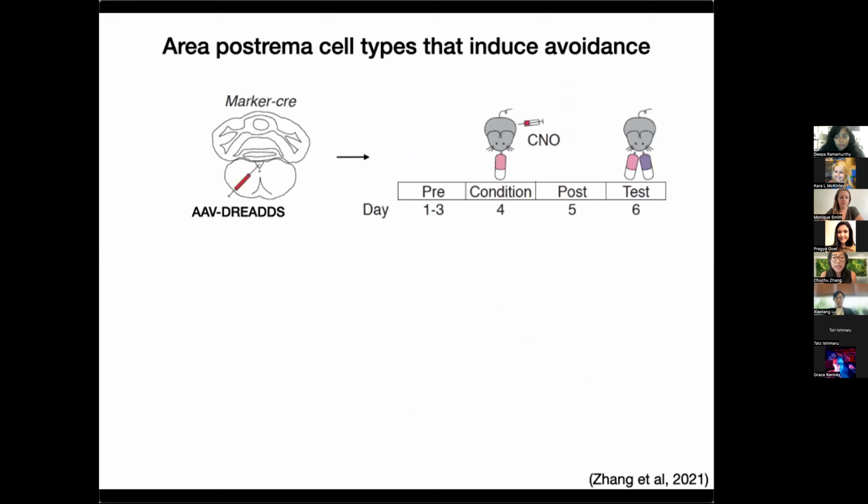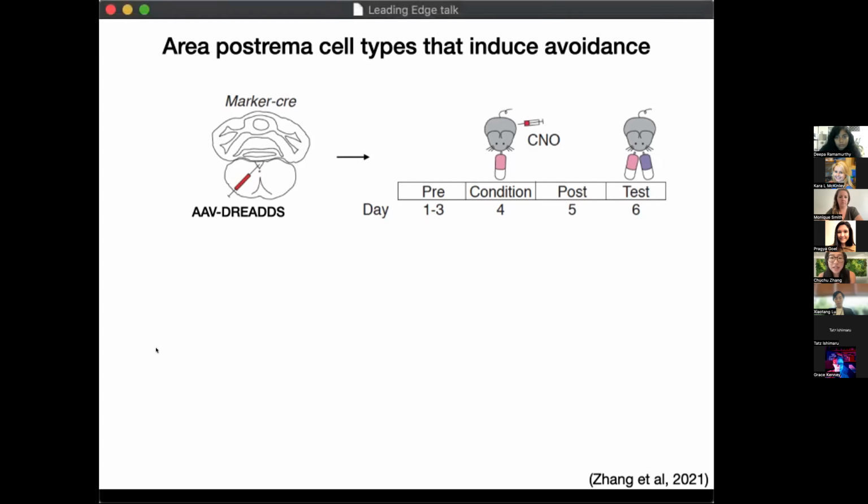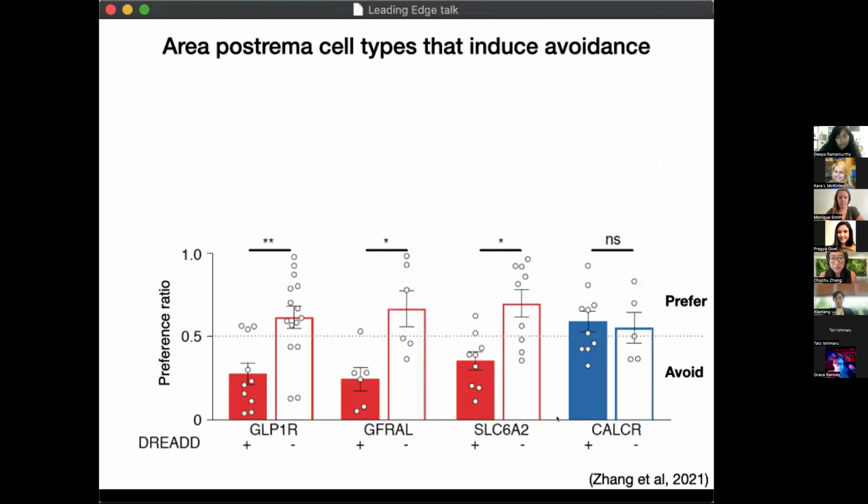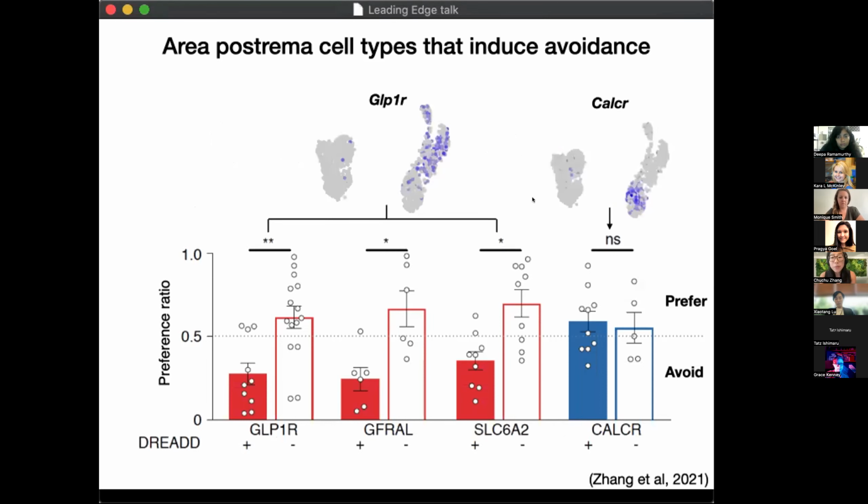So we used chemogenetics to activate small excitatory neural clusters in the area postrema and carried out a conditioned flavor avoidance test. Chemogenetic activation of neurons marked by GLP-1R, GFRAL, SLC6A2, but not CALCR, promotes avoidance conditioned to the paired flavor. Just to remind you, the area postrema excitatory neurons are largely divided into the GLP-1R population and CALCR population, and only GLP-1R and its subpopulations can promote avoidance.